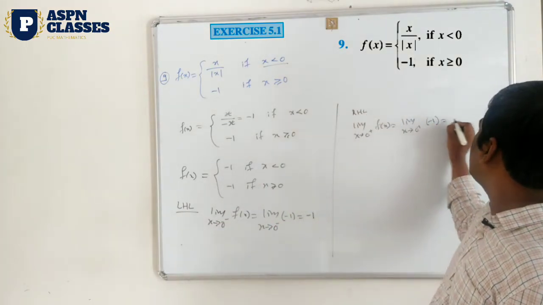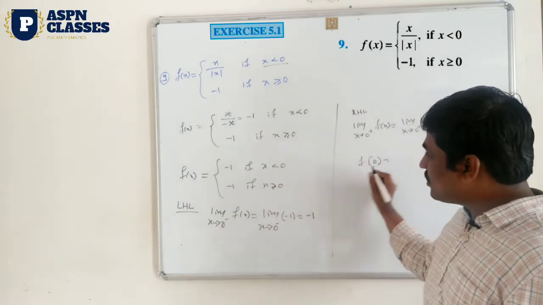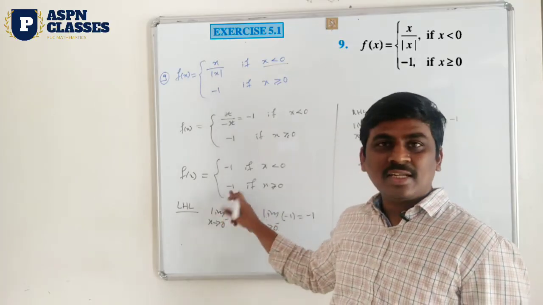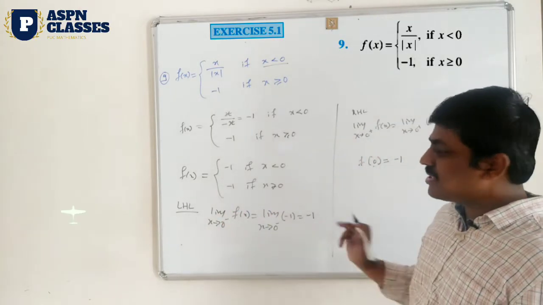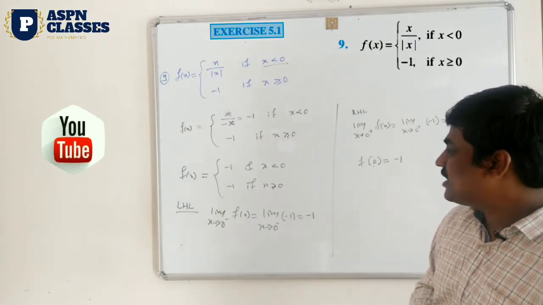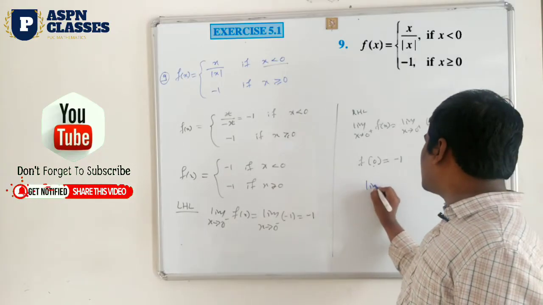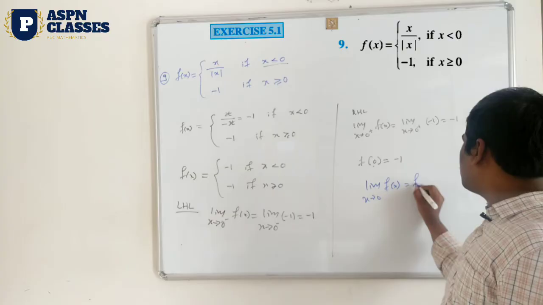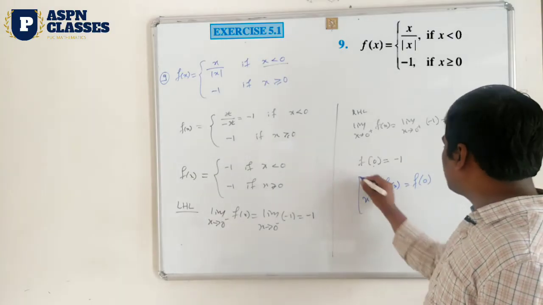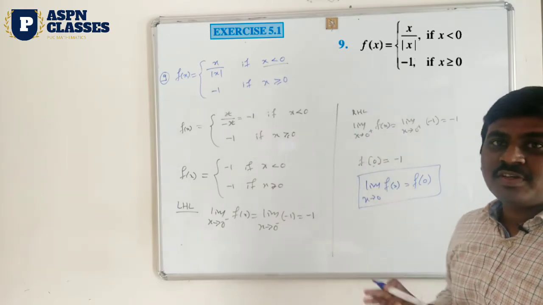So write this result, minus 1, and the function also, at x equals 0, what is the answer? Again it is minus 1. It is a constant function, which means all the results are the same: the LHL result, the RHL result and the function answer. So you write here, the limit as x tends to 0 of f of x is equal to f of 0. Therefore the given function is a continuous function.